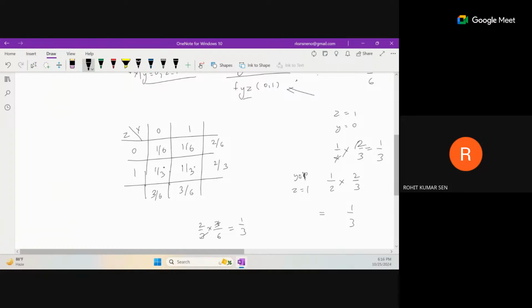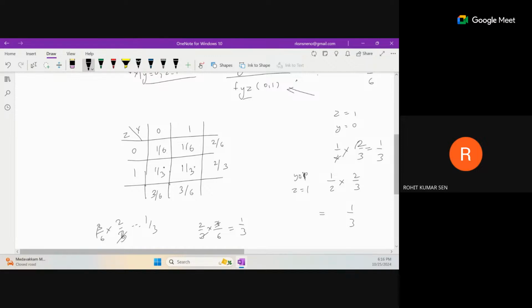And let's check for this one. How will we check for this? It is going to be 3 by 6 into 2 by 6. So again, 2 by 3, right? Yeah, 2 by 3. So it will cancel and you will get again 1 by 3. So it is also correct.